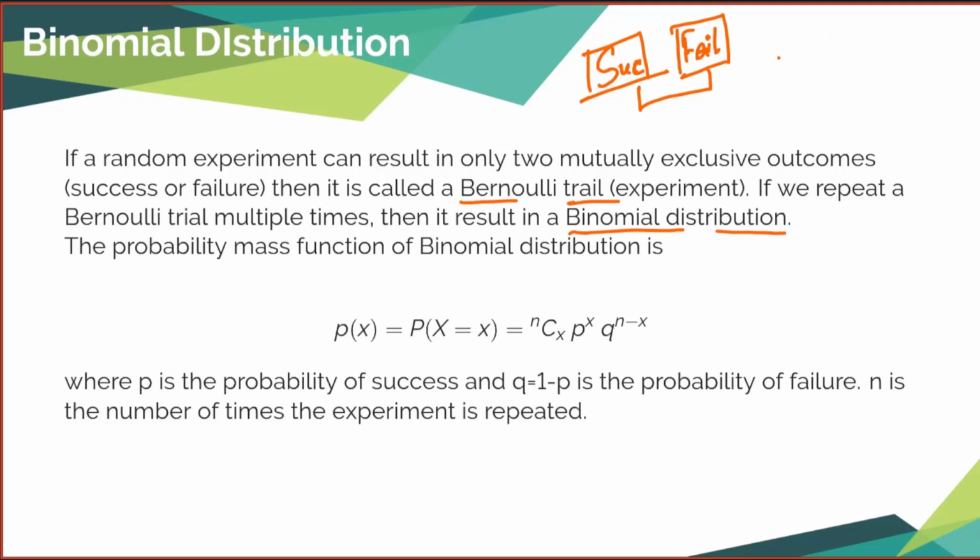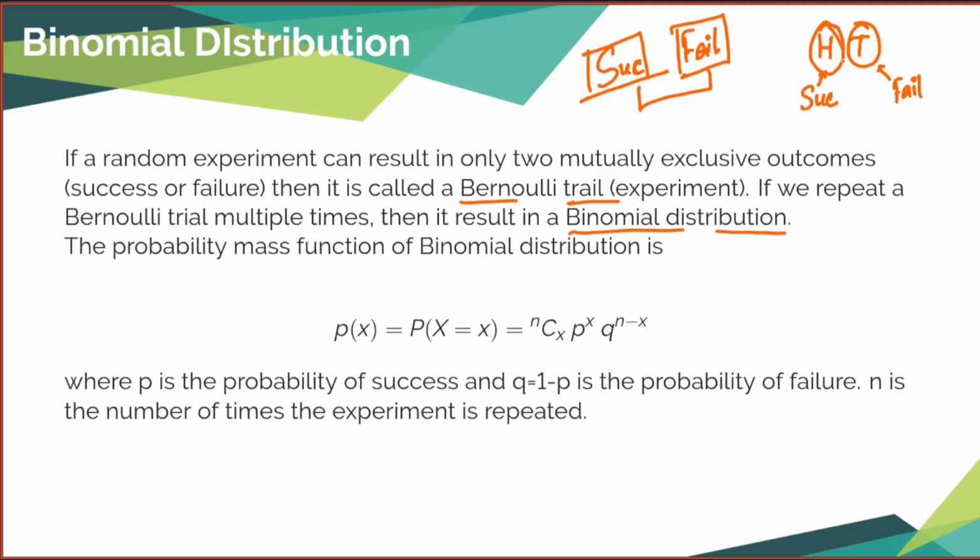So let's take the example of tossing a coin. Tossing a coin leads to head and tail, right? So there are 2 possible outcomes, heads and tails. Suppose head means success. So for us, if I get a head, I will be successful, and if I get a tail, I will fail, right?